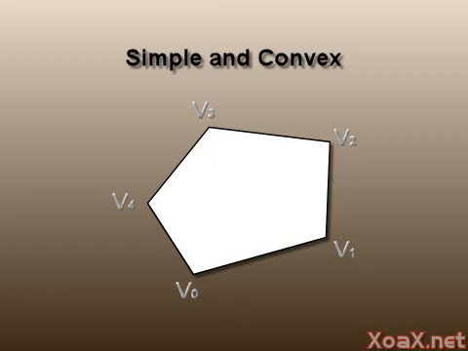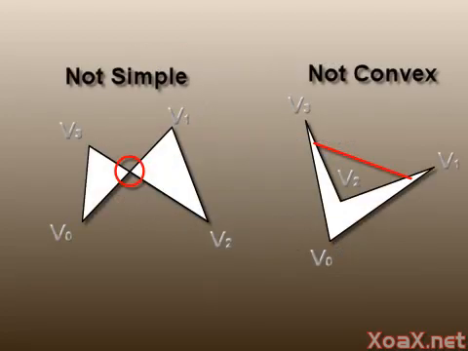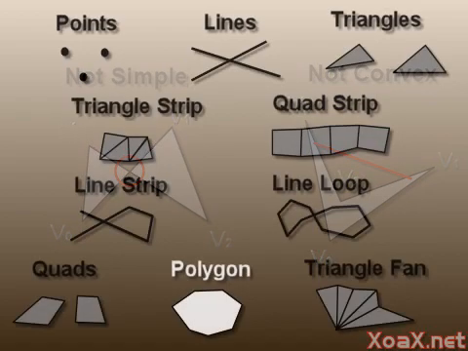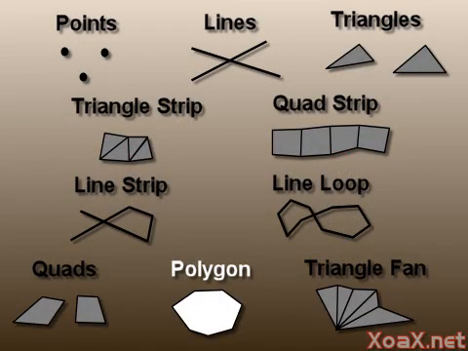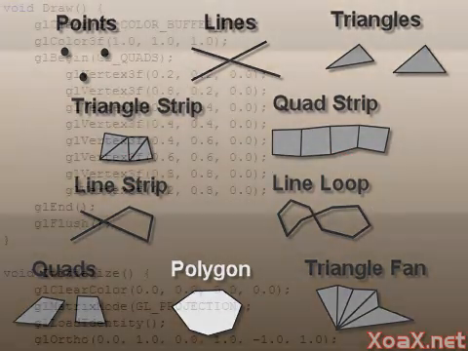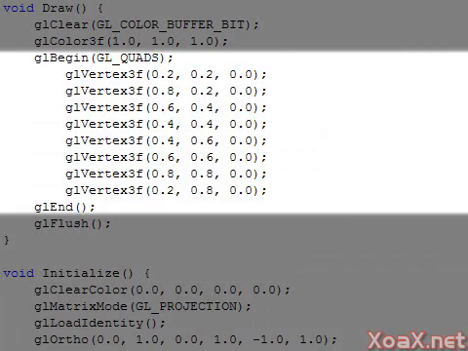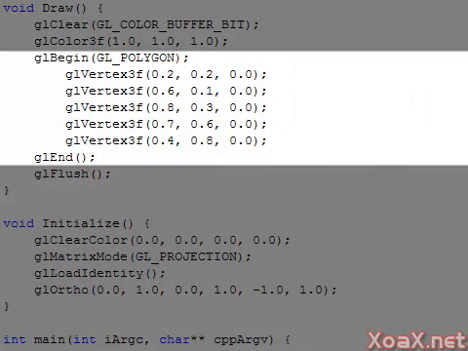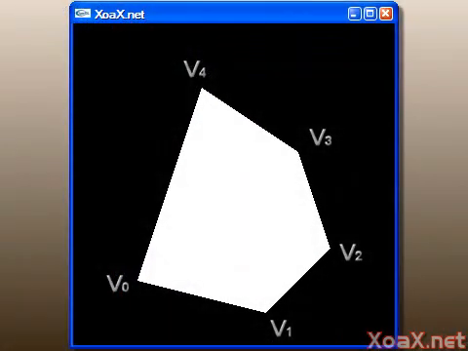OpenGL requires that all polygons be simple and convex. Simple means that the edges do not cross each other, and convex means that the line segment between any 2 points in the polygon lies entirely in the polygon. We can go from 4-sided polygons to the more general many-sided polygon. Replace the rendering code for the quads with this. The argument GL_POLYGON signals that all vertices are to be considered part of the same polygon, like this.